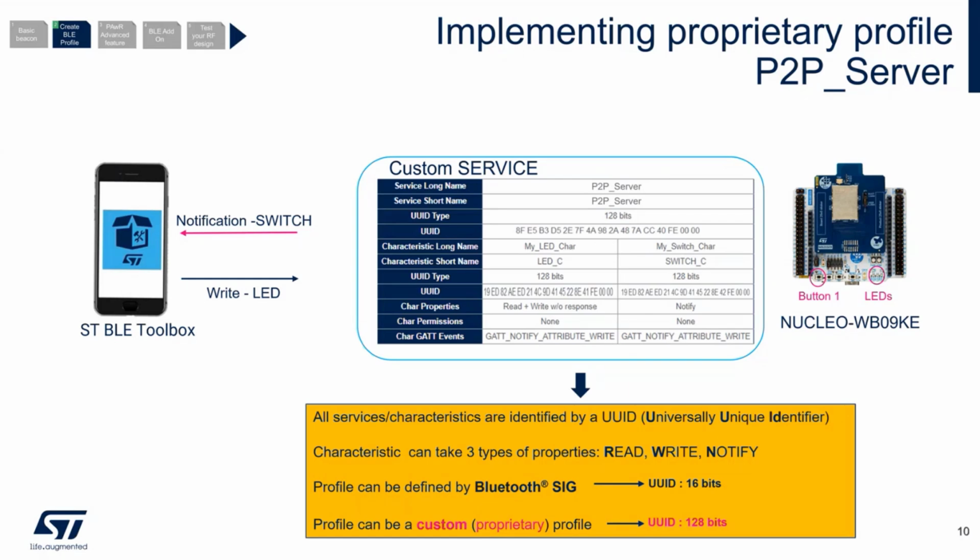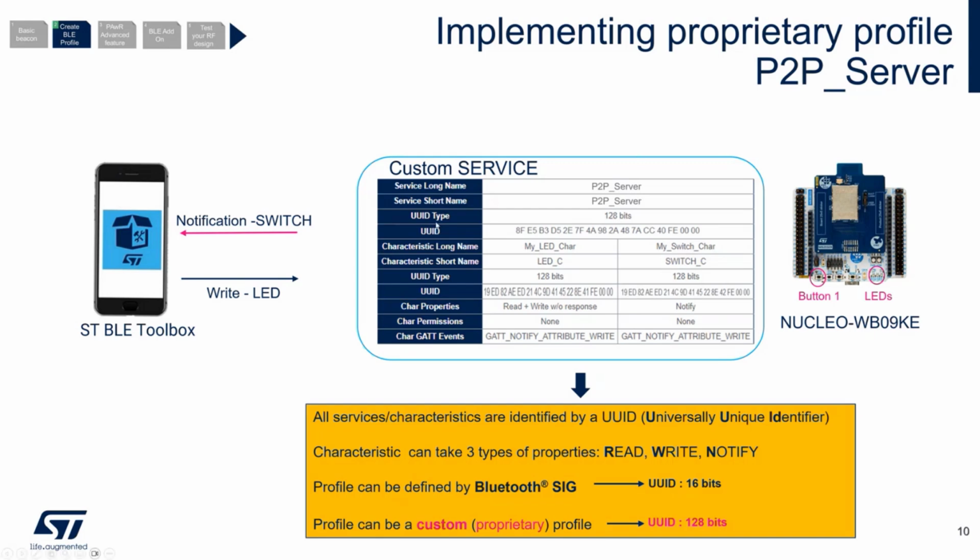A standard profile is a profile that is defined by the Bluetooth SIG Alliance. This is typically the heart rate profile. It ensures interoperability. Now, in most use cases, you will not use a standard profile. In most use cases, you will use your own profile, what we call a proprietary profile. It's quite easy to distinguish a standard versus a proprietary service: it's the unique ID.